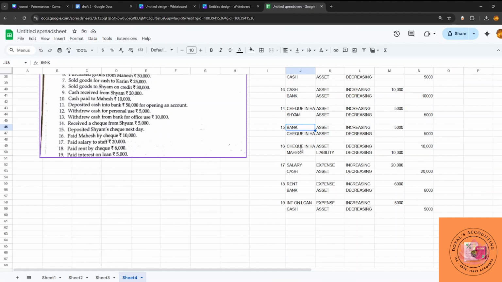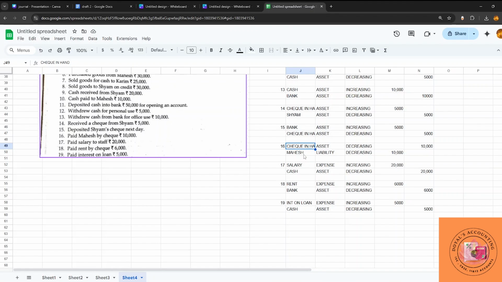Number 16, we have paid Mahesh by check rupees 10,000. So check in hand we're paying to Mahesh. That is a real account. So debit what comes in, credit what goes out. We will credit check in hand. And Mahesh is a personal account. Debit the receiver, credit the giver. Mahesh is receiving the check. So the journal entry would be Mahesh account debit to check in hand.